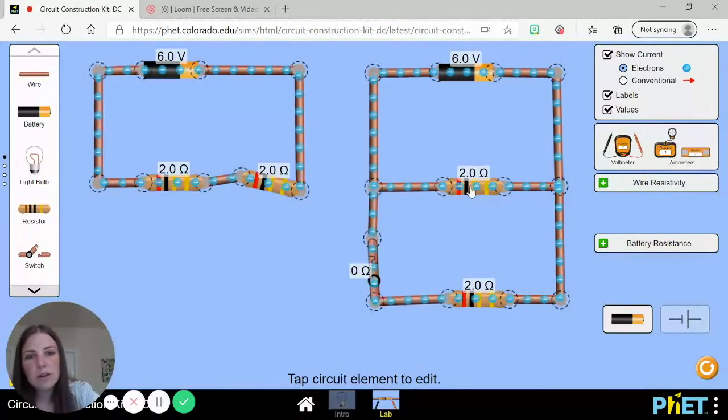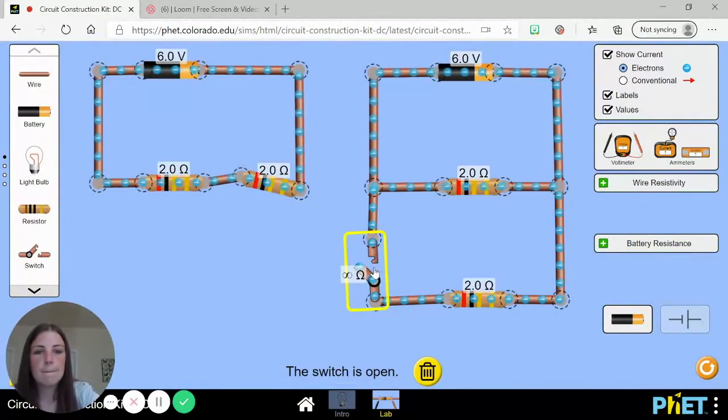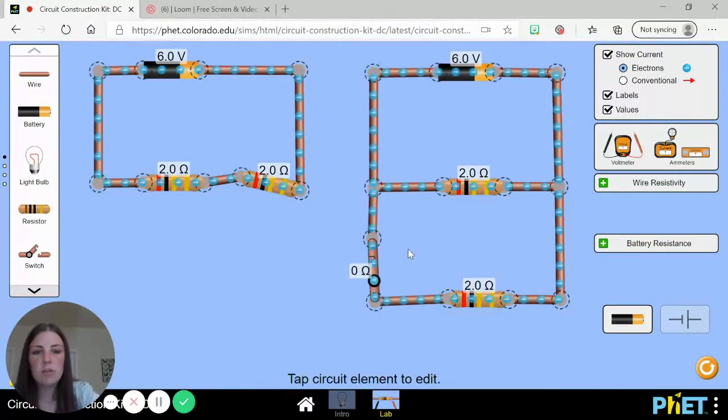If you look at the current just going through one branch, I'll just mention this briefly, I'll get into it a lot more in the next lesson. But if I open and close this switch, just keep an eye on what's going on here. Okay, so you should have noticed no change.